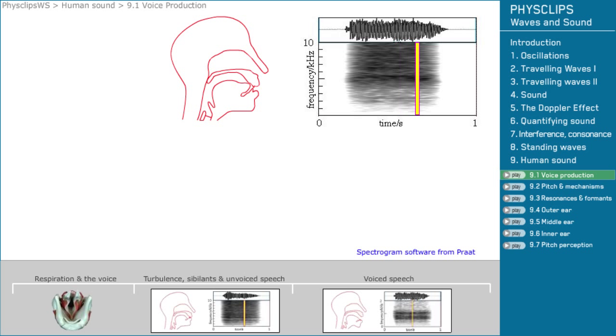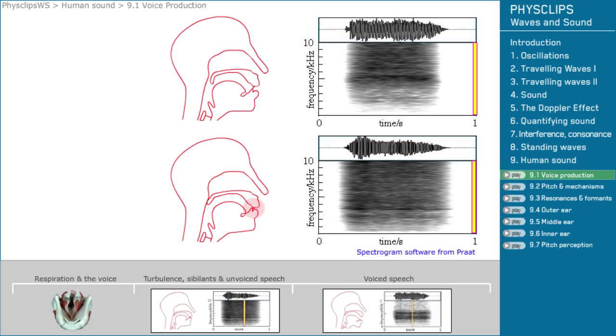The sound s uses a small gap between the tongue and the roof of the mouth. F uses lips and teeth. S, f. Whispering and sounds like s and f are called unvoiced speech because the vocal folds don't vibrate.